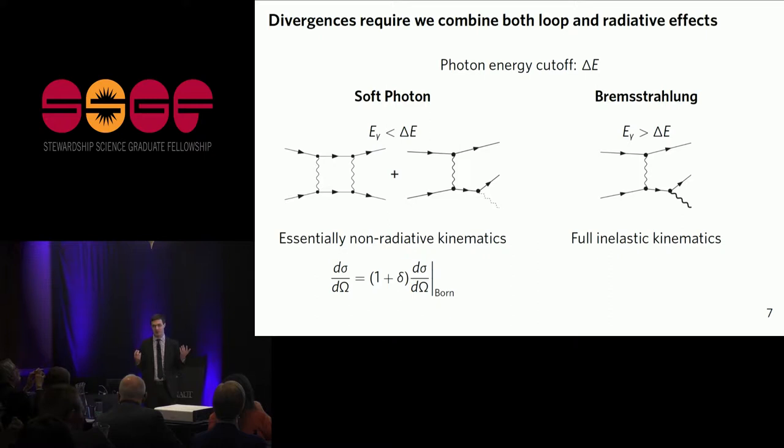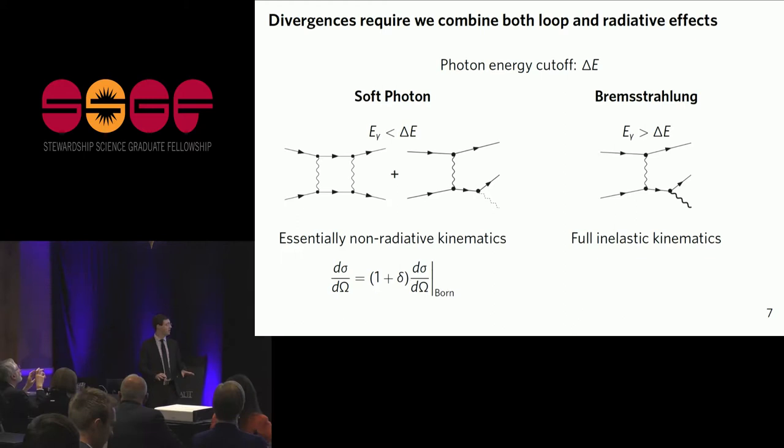So the photon is below some cutoff energy we call delta E. We say it's close enough to elastic kinematics that your detector wouldn't be able to tell the difference, and you just apply this correction factor, delta, to the cross-section. If your photon is higher than that delta E, then you actually have to think about what happens to the event. You have to use full inelastic kinematics.